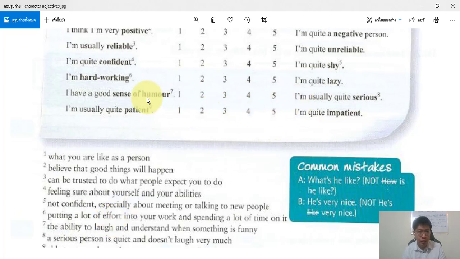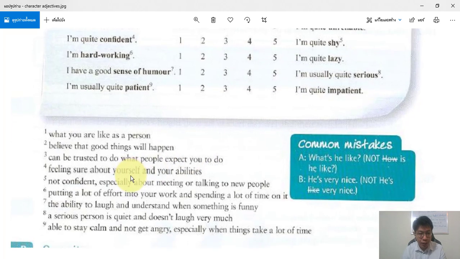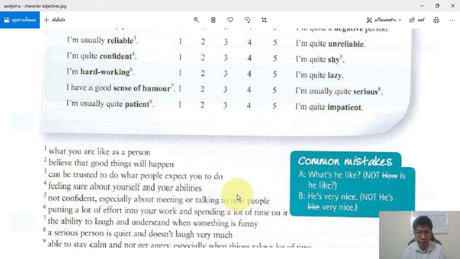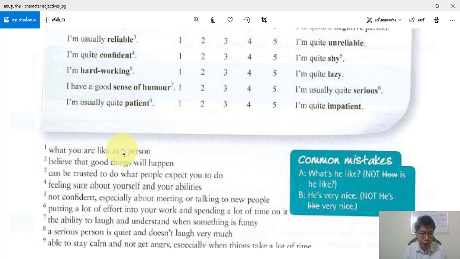Sense of humor, that means ability to make other people laugh. Never sad at all, always happy all the time. And the opposite is serious. A serious person is quiet and does not laugh very much. Okay, a serious person does not make much fun.